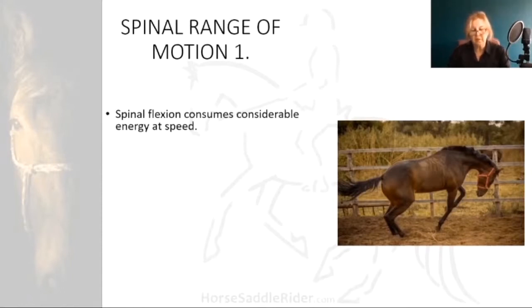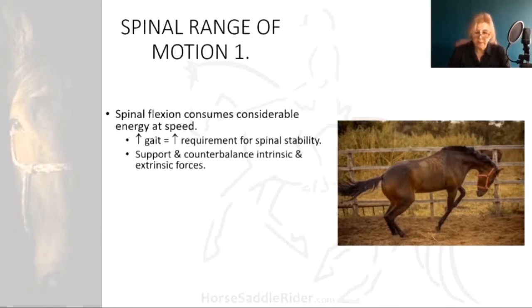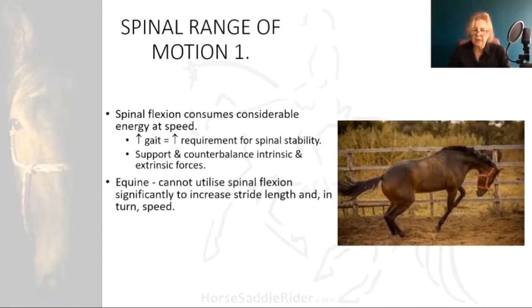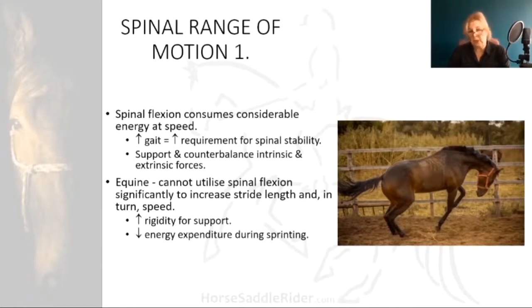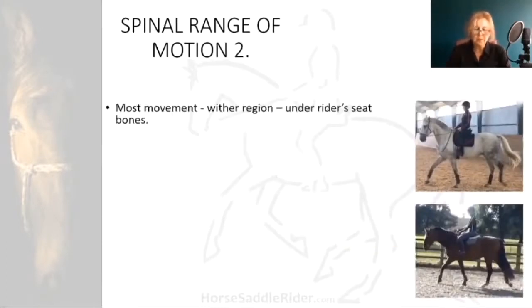Spinal flexion consumes considerable energy at speed. The faster the gait, the greater the requirement for spinal stability. And the spine has to support and counterbalance intrinsic and extrinsic forces applied to it. But the equine cannot utilize spinal flexion significantly to increase stride length and in turn speed. So it differs from a greyhound, which can utilize spinal flexion. The horse has to reduce the movement in its spine the faster it goes. And that increased rigidity is for support and reduced energy expenditure during the sprinting. And most movement is in the wither region towards under where the rider's seat bones are.